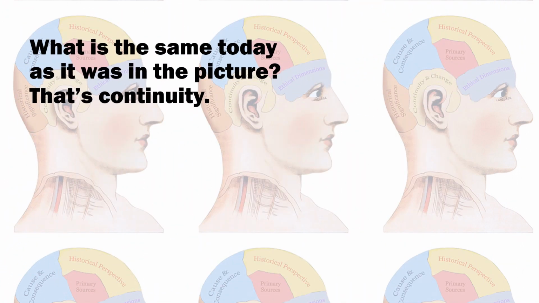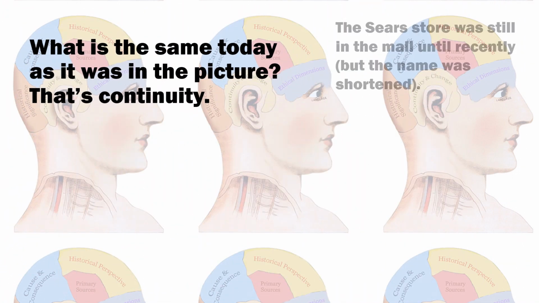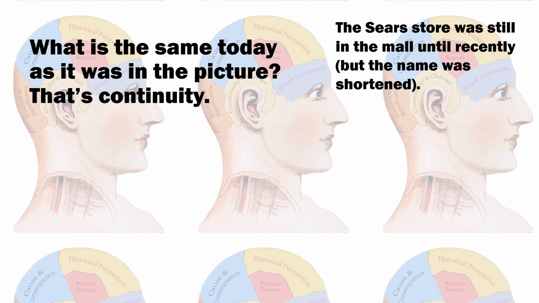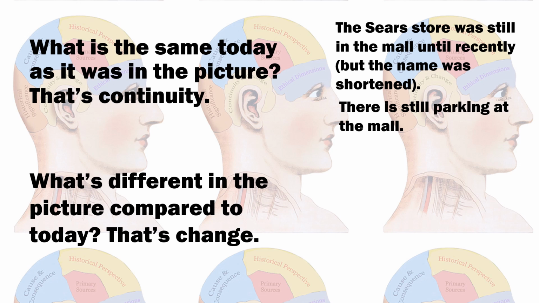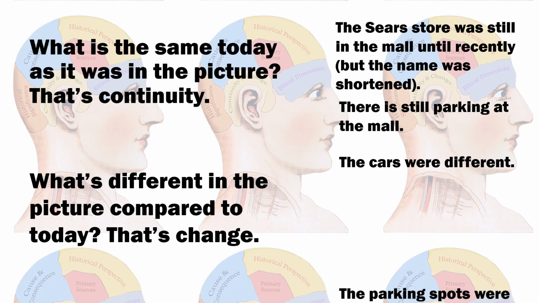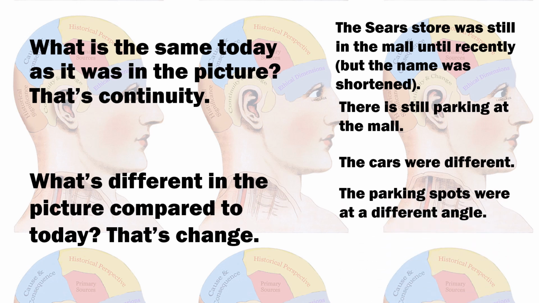What is the same today as it was in the picture? The Sears store was still in the mall until recently, but its name was shortened from Simpson Sears to Sears. There's still parking at the mall. What's different in the picture compared to today? The cars were different. The parking spots were at a different angle. And now Sears has been replaced.